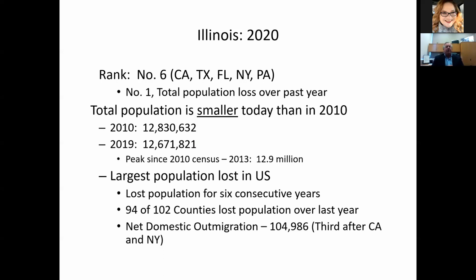Illinois has had the largest population loss in the US. It has lost population for the last 6 years. From July 1, 2018 to July 1, 2019, 94 of the 102 counties in Illinois lost population. Over the decade, only 6 counties gained population. Kane, Kendall, Grundy, and Will in the collar counties, Champaign County due to the growth of the University of Illinois, and Monroe County in southwest Illinois as people moved out of St. Clair County around the St. Louis area to Monroe County to live and then work in St. Louis.